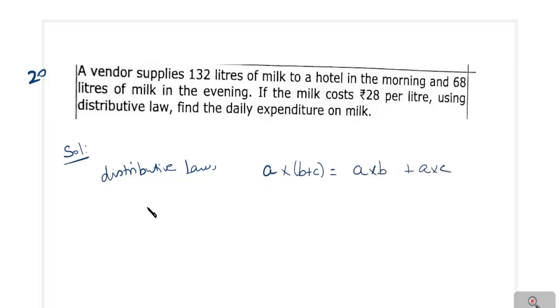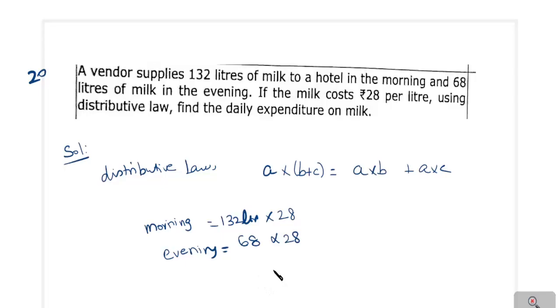In the same way, a vendor supplies 132 liters of milk in the morning. But what's the cost? Cost per liter is 28. And in the evening, 68 liters, the same cost, 28. You can write these two terms using the distributive property.